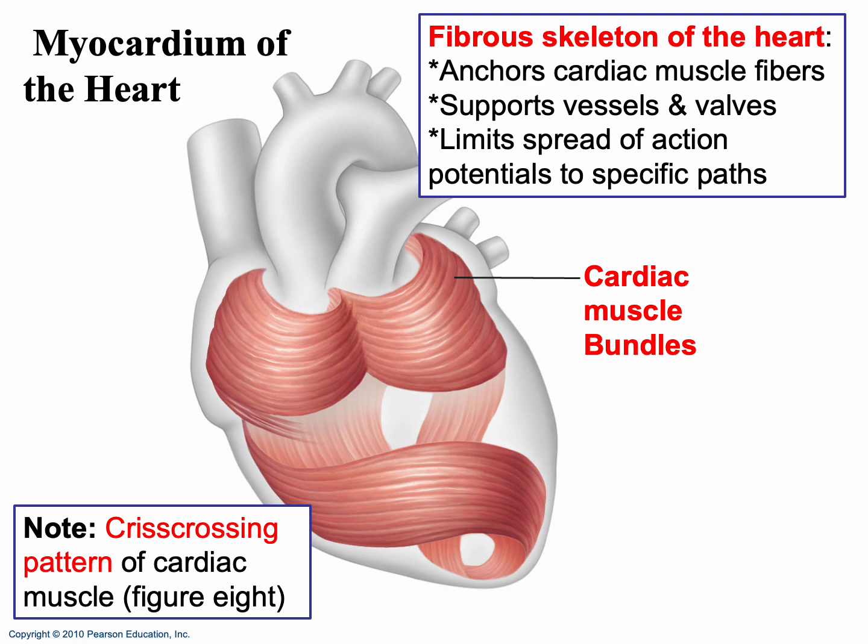This diagram here, again, is focusing on the myocardium of the heart, that middle heart wall layer. And it's figured as a crisscrossing pattern, almost like a figure eight, the way the cardiac muscle bundles are arranged. And the importance of this arrangement is for anchoring of the cardiac muscle fibers. It's going to support major blood vessels nearby, like the aorta or maybe the superior vena cava, and even valves. So the AV valves, the semilunar valves.